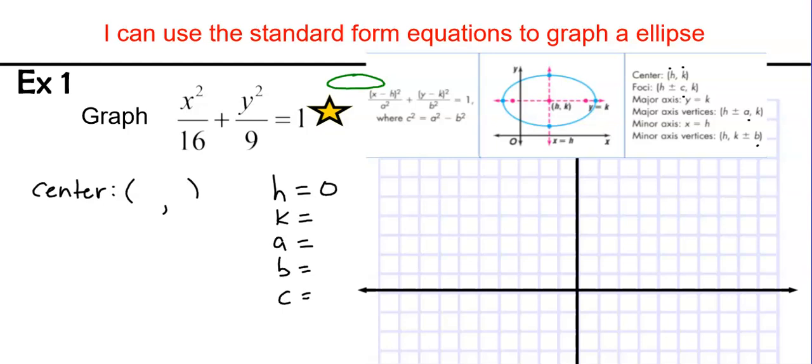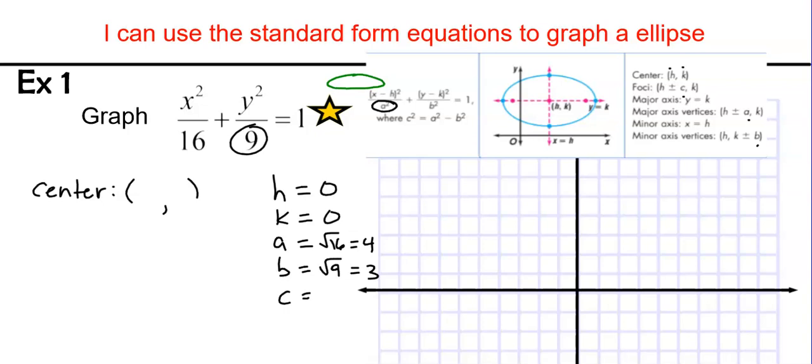So it's just 0. Same with K. This is a pretty easy example. Nothing there. A is going to be, so remember in the general form, or in standard form, that bottom number is A squared. So to find A, we just take the square root of 16, which is going to be 4. And then for B, we take the square root of the smaller number. So square root of 9 equals 3.